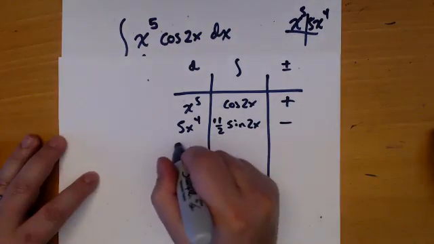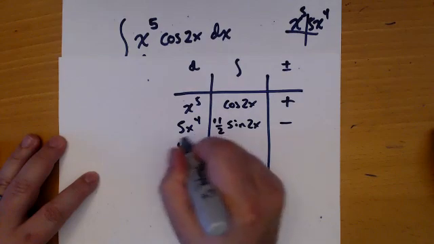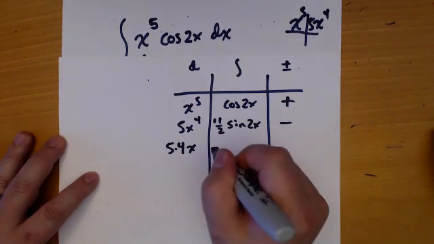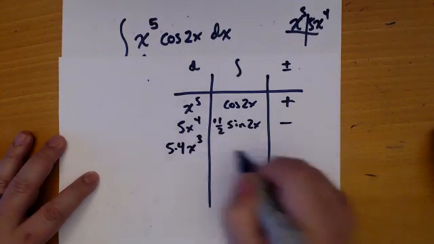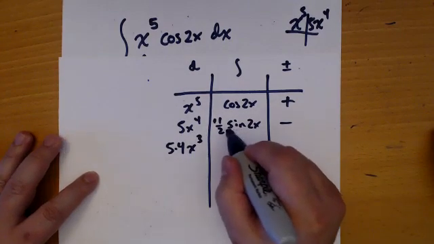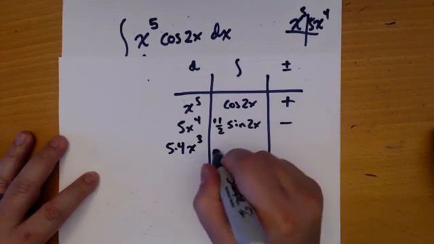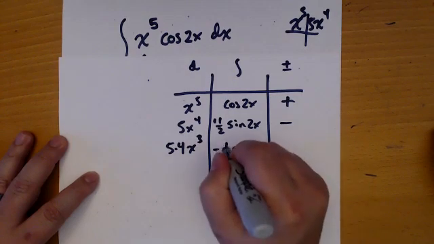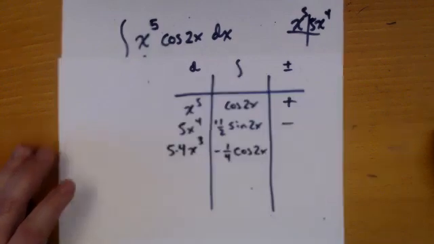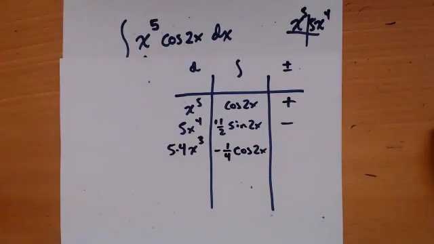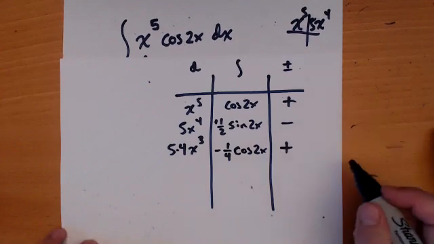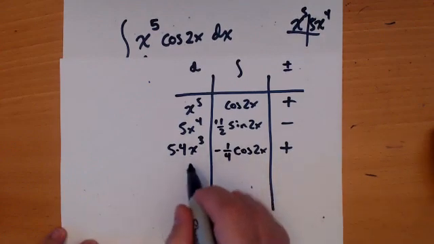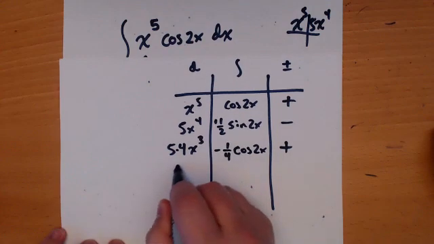And now we do it again. But remember, there's a 5 out here, so we can't lose that. And now I take another integral. So that's negative cosine of 2x. And now this becomes a 1/4. And now we keep going. So this is 20 and a 3. So now this is 60.